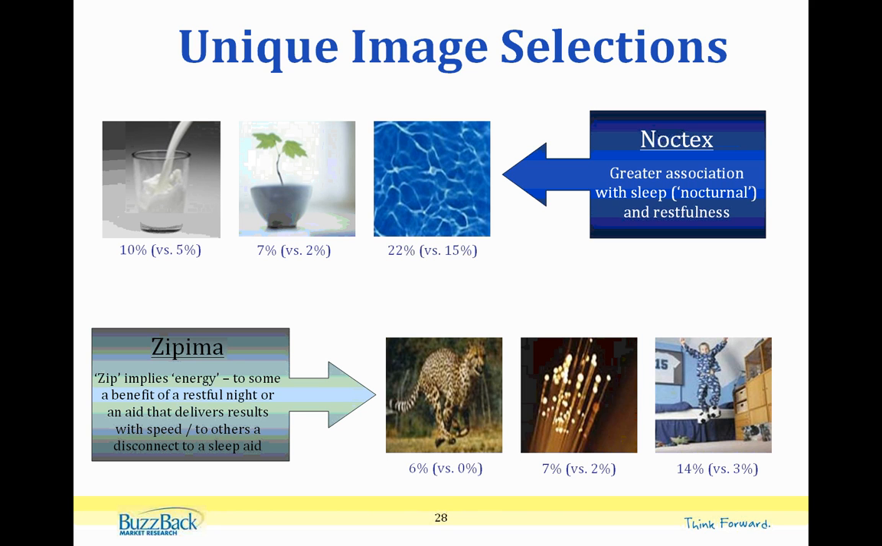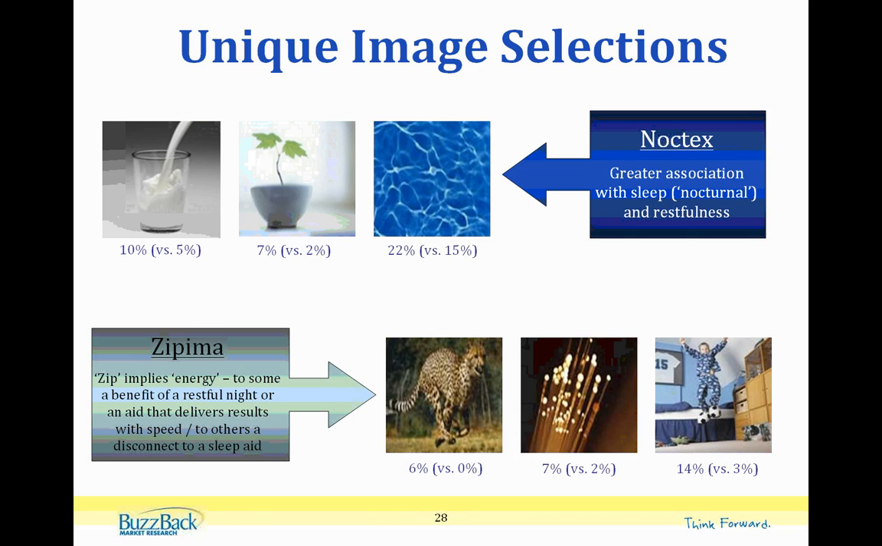But when we look at the imagery that is unique to each of these names, used predominantly for one but not the other, this is where we start to see some real separation between the names, and we start to have a winner amongst two good names. The Noctex name actually has a greater association with sleep than Zipima, which for a certain proportion of respondents actually conjured up the opposite notion of what they were looking for, in terms of energy.